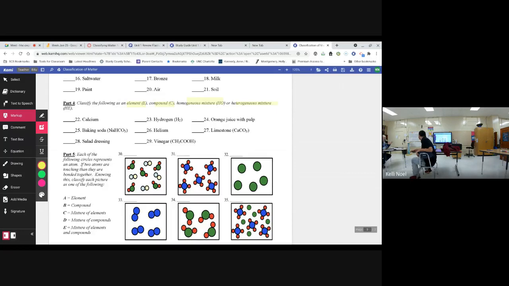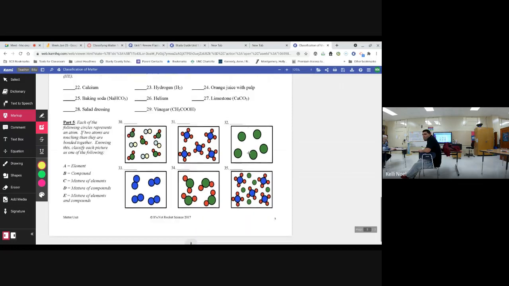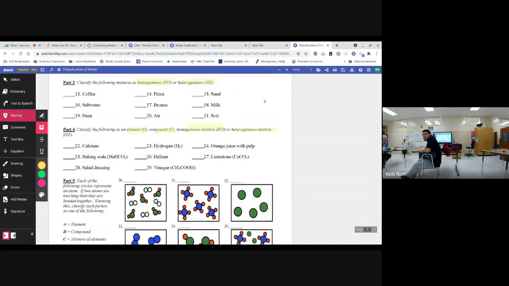And which has a mixture of elements and compounds. So you're going to choose from these. Remember, one of them you will not use. Some of them you're going to use more than once. When you complete that, you're going to submit.